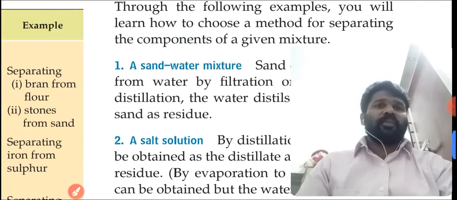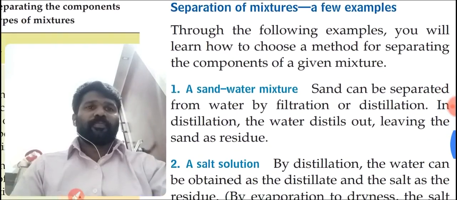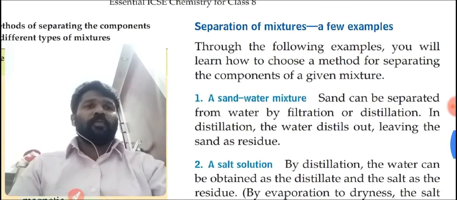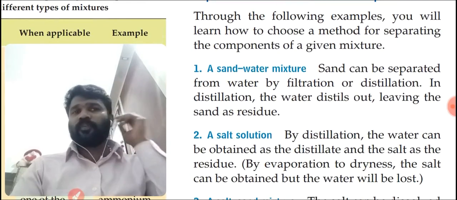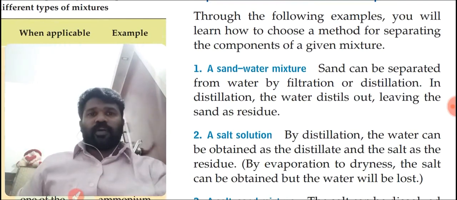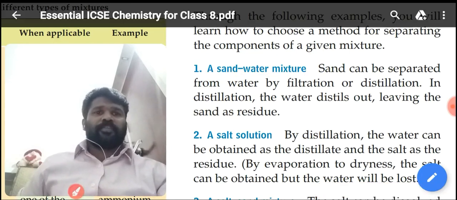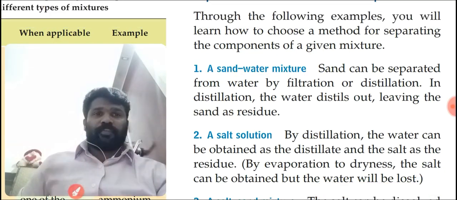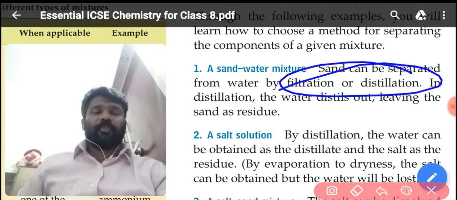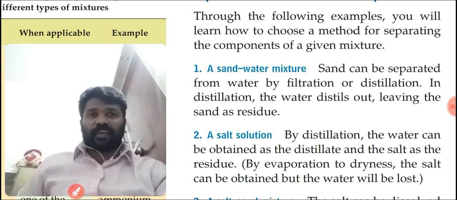Now we are going to discuss some examples of separation of mixtures. Through the following examples, you will learn how to choose a method for separating the components of a given mixture. First one, a sand-water mixture. Sand can be separated from water by filtration or distillation. In distillation, the water distills out, leaving the sand as residue.